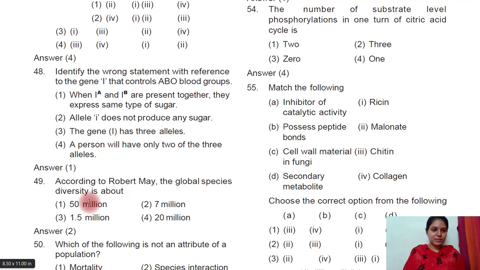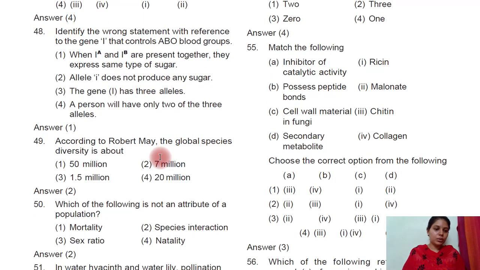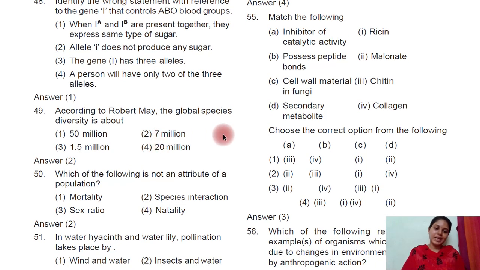Identify the wrong statement with reference to the gene. And exactly the first one is wrong, because when IA and IB are present together, they express never, no way, because it is IA which codes for O blood group and A blood group, right? And it's IB, it is O and B. So they don't express the same type of sugar. So that's the wrong statement. Next, according to Robert May, global species diversity is about 7 million. So according to him, the diversity is about 7 million.